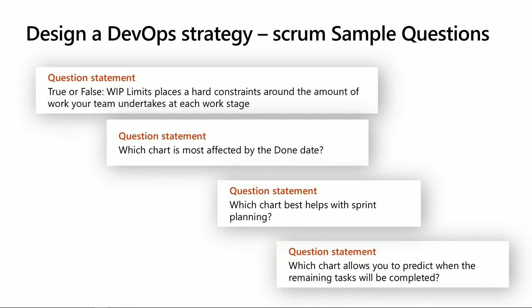Next question they'll ask you is something along the lines of, which chart allows you to predict when remaining tasks will be completed? Burn down chart, exactly. Because the burn down chart allows you to gauge what's happening over time, how many items are left, so it allows you to predict when something might be completed.